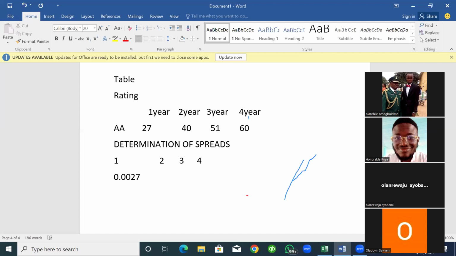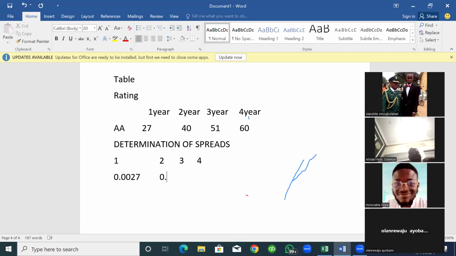The second one is what? We are dividing 40 by 10,000. 0.0040, yeah? Please confirm his figure. This third one now is 0.0051. So the fourth here is 0.0061. So this is the spread. So this spread now is what you will now go and add to your yield. Please, am I making any sense?